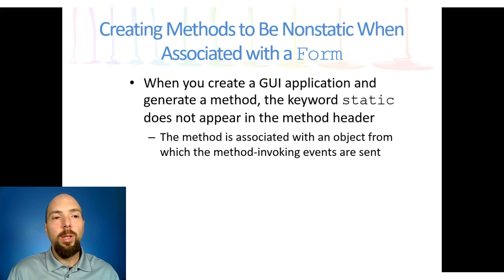Alright, so whenever we create these GUI applications, whenever we generate a method, we don't necessarily need to include static. But if I include static, then that particular method can simply be invoked. It does not have to be instantiated with a name.